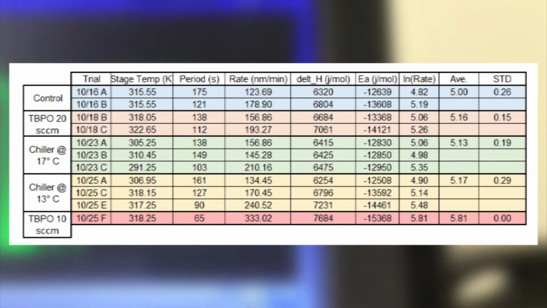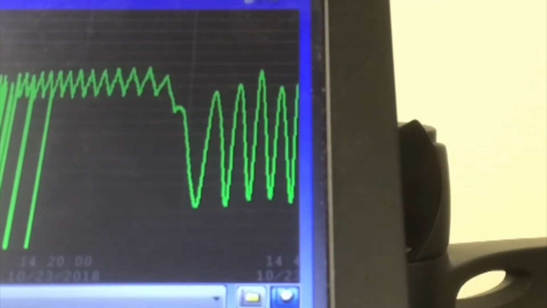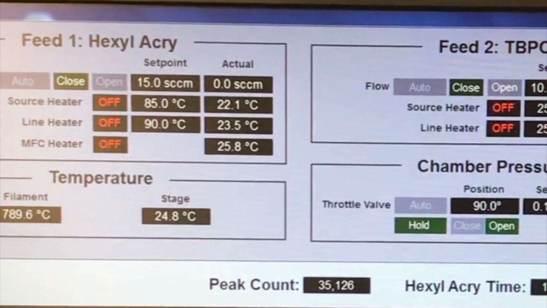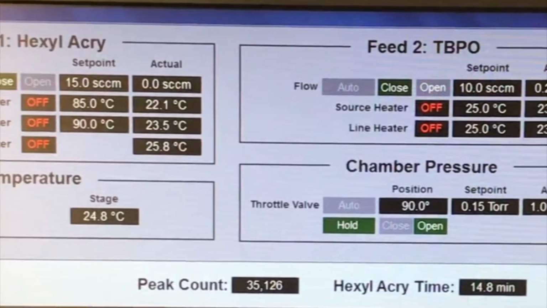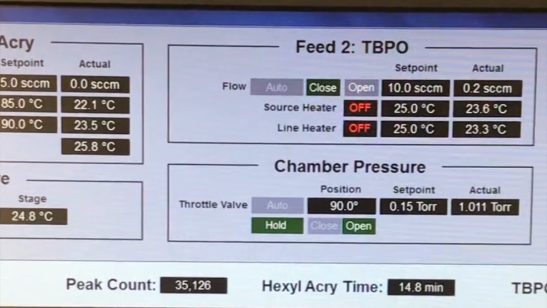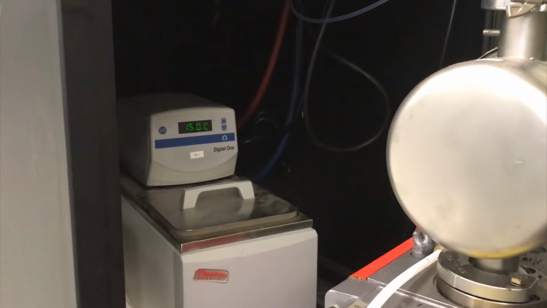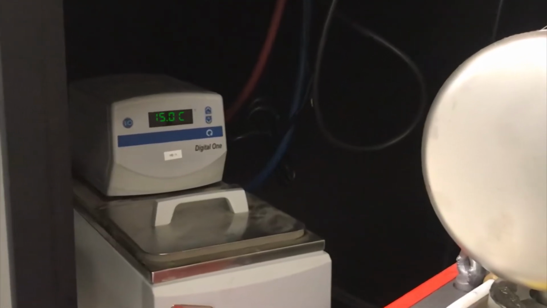The following table is our results from the iCVD. Of 15 trials, 11 were successful. Once again, these trials spanned across two variables, the amount of initiator sent in and the temperature of the chiller. Let's get into the analysis.